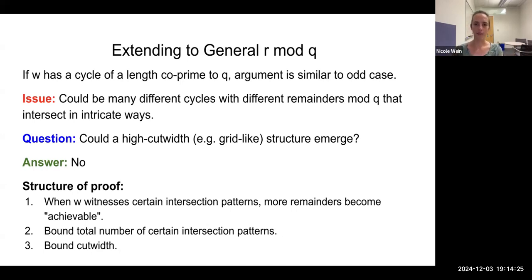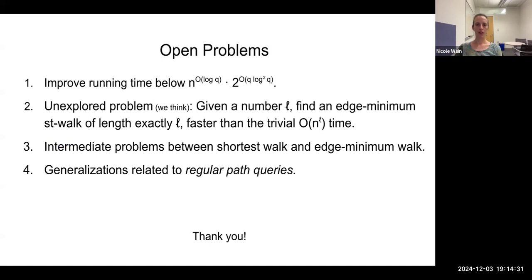Okay, so that's all I'll say about the proof. Now let me finish with some open problems. One open problem is just improving the running time below what we got. This is our running time, and what you'll notice is that there's a q here in the exponent, and this is not necessarily needed, potentially. So you could imagine getting a running time that only had factors of log q in the exponent.